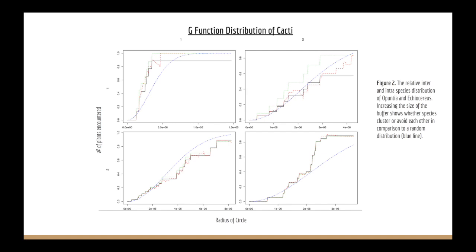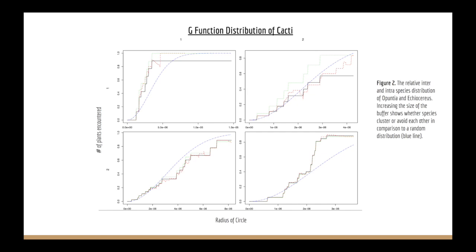This is shown on the graph in the upper left. For the prickly pears on the lower right, initially the black line is hugging the blue line, so it means that they're fairly randomly distributed. But within a larger radii, the black line rises above the blue line, meaning that there's clustering, but only at a larger scale. The last two graphs represent the interspecies interactions.